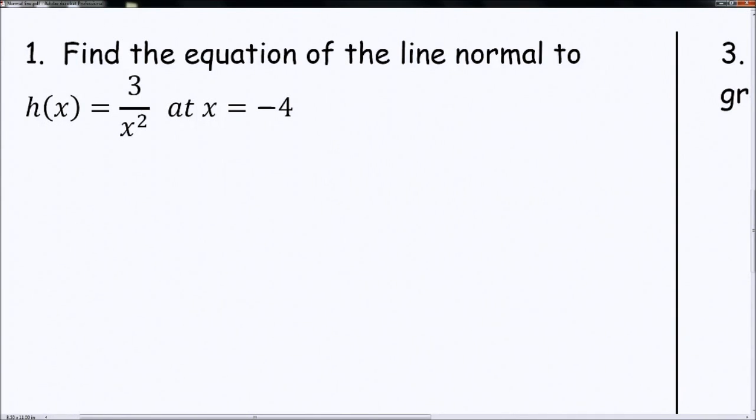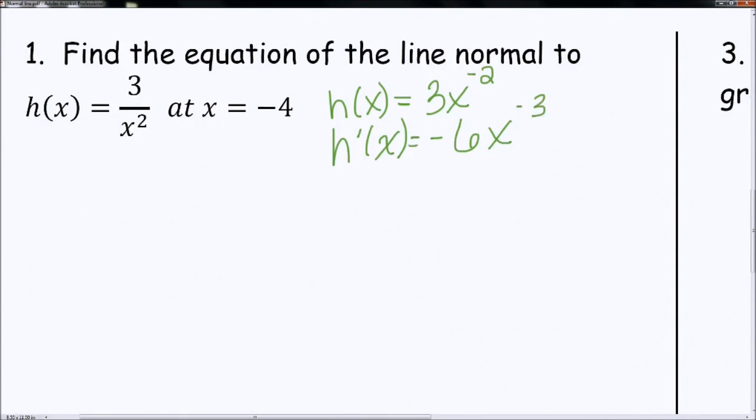Number 1, find the equation of the line normal to h of x is equal to 3 divided by x squared at x is equal to negative 4. So let's go ahead and change our h of x into something that looks a little bit nicer. We're going to have 3x, and since it's from the denominator, we're talking about negative 2. If I was going to find the derivative, h prime of x is going to be equal to negative 6x to the negative 3.